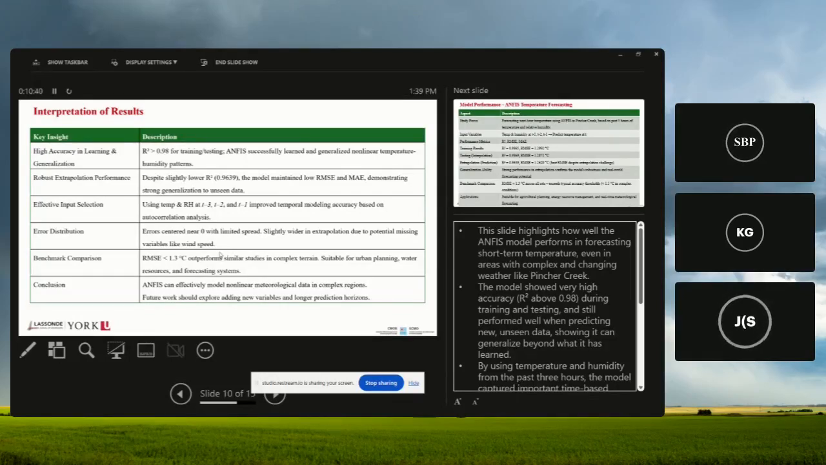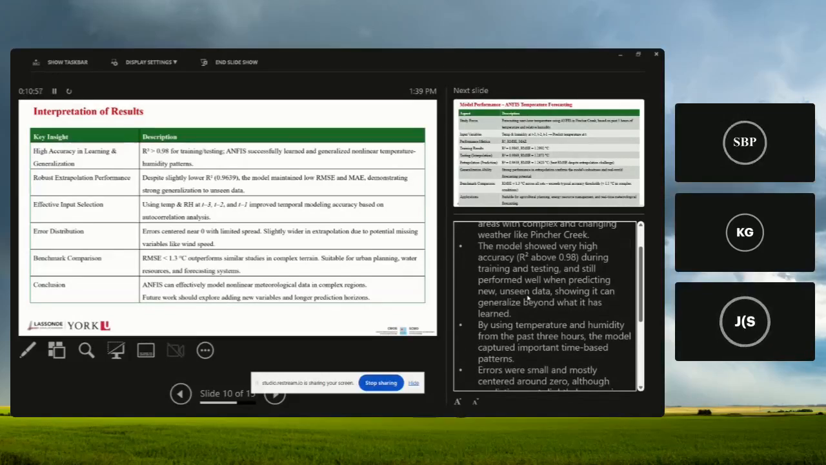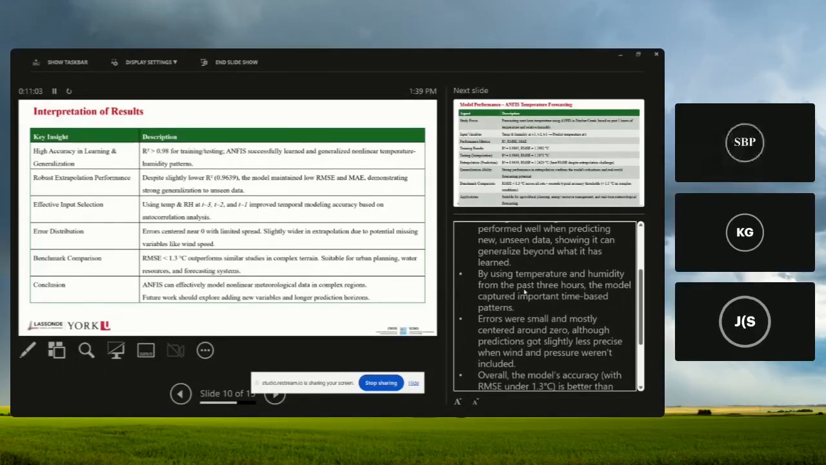The model showed very high accuracy, R squared above 0.98 during training and testing, and still performed well when predicting new unseen data, showing it can generalize beyond what it has learned. By using temperature and humidity from the past 3 hours, the model captured important time-based patterns.